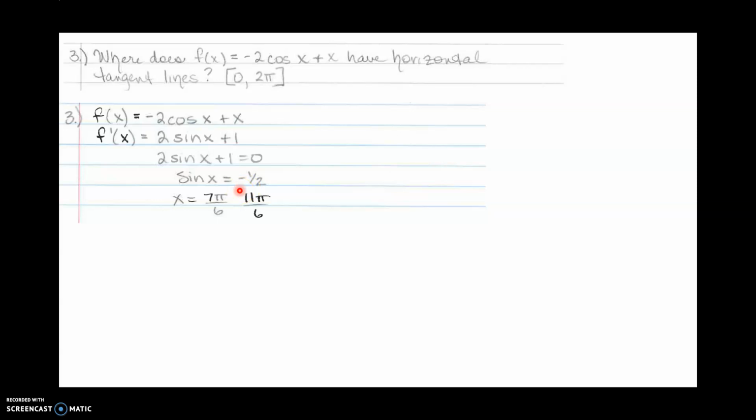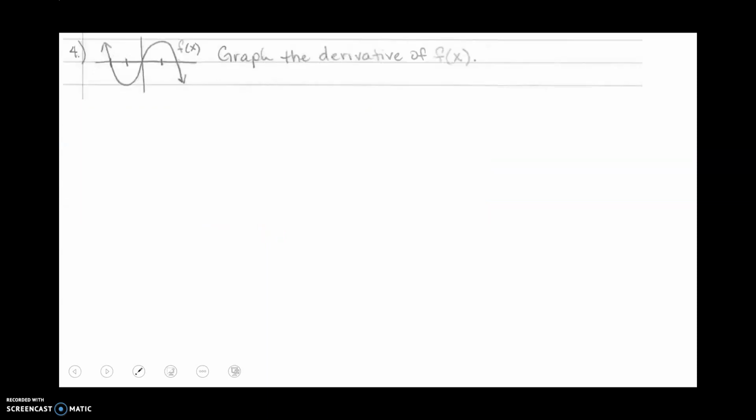Then you can look on your unit circle, which is given to you on the test. Look on your unit circle for where your y value is negative 1/2. And that occurs at 2 places between 0 and 2 pi. That occurs at 7 pi over 6 and 11 pi over 6. All right, then for number 4, they want us to graph the derivative of the function.